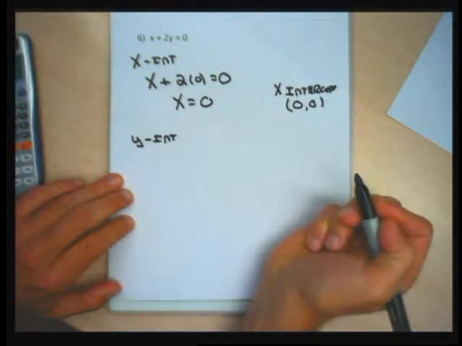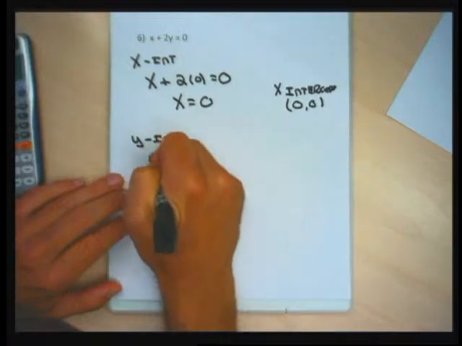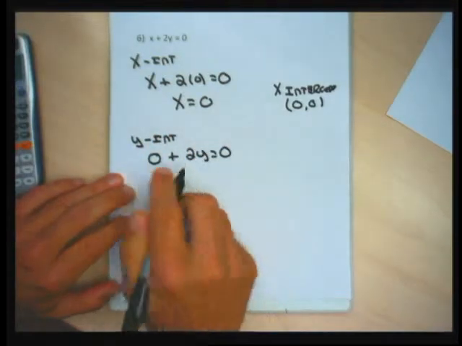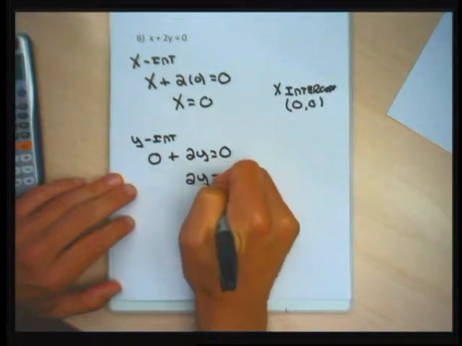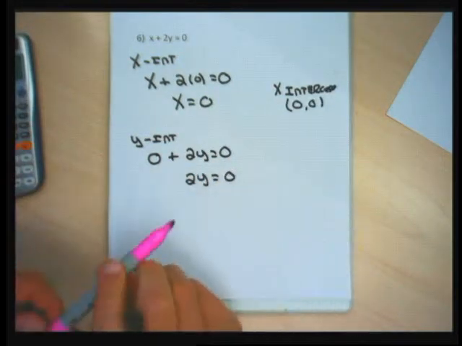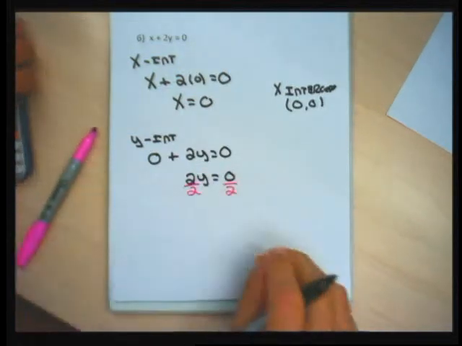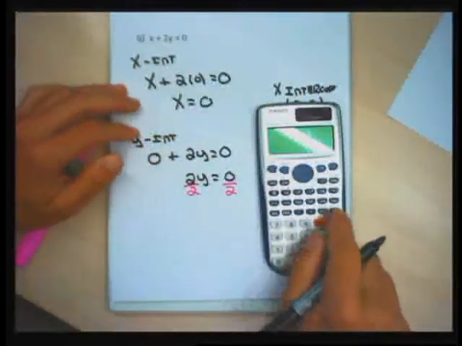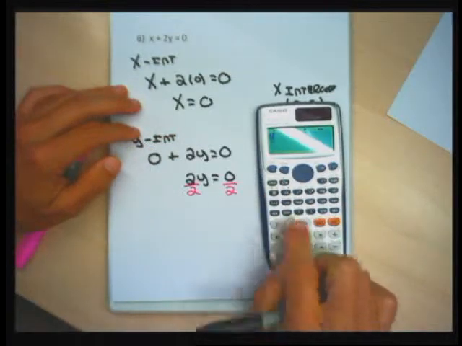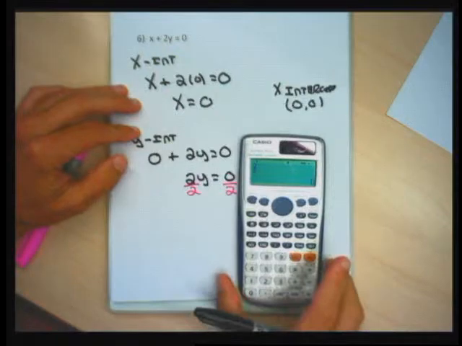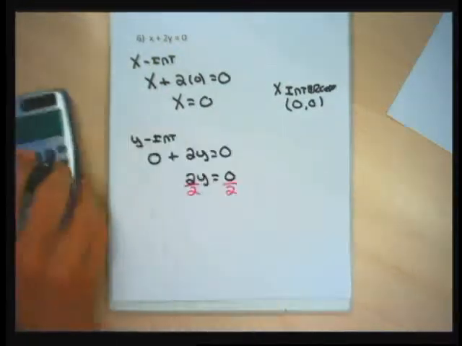For the y-intercept, I plug 0 in for x. I go 0 plus 2y equals 0. The 0 goes away. This leaves me with 2y equal to 0. And then I divide both sides by 2. If you forget on the fractions, any fraction with 0 in the numerator is equal to 0. To do 0 over 2, you get 0, because any fraction with 0 in the numerator is equal to 0.